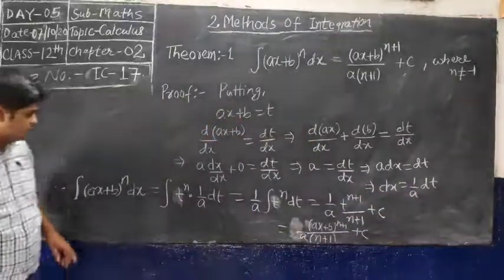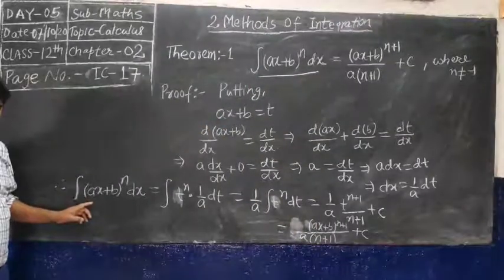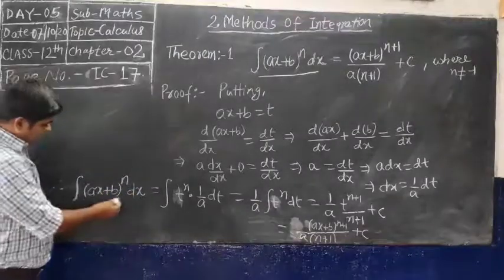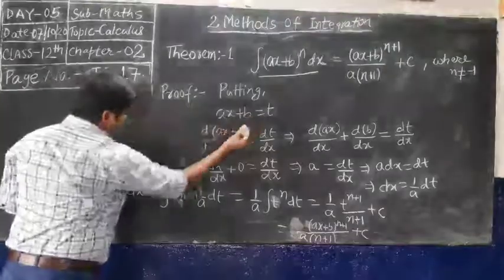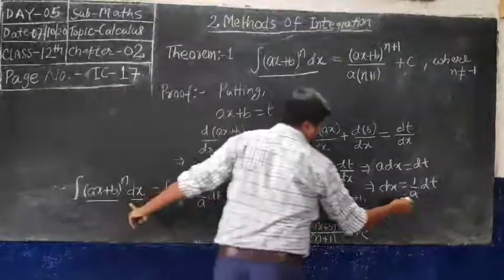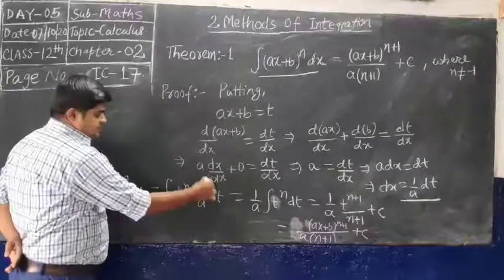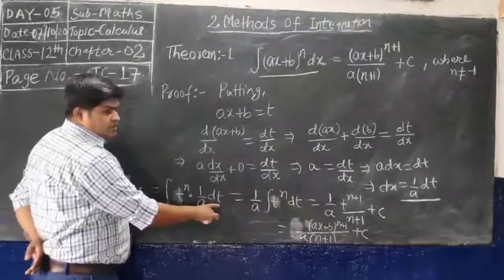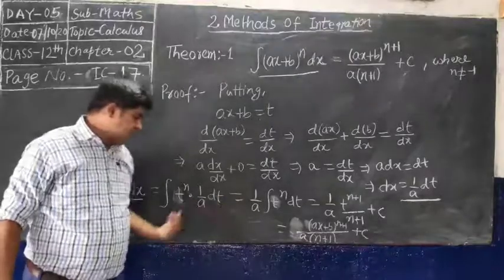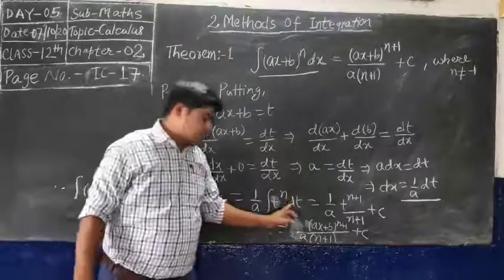Now see the left side of the given theorem. Integration of (ax + b)^n dx: you will put ax + b equal to t, so t to the power n, and put the value of dx, dx is equal to 1/a dt. 1/a is a constant term because you have to find the integration with respect to t. So you will separate the 1/a, and the rest term is t^n dt.